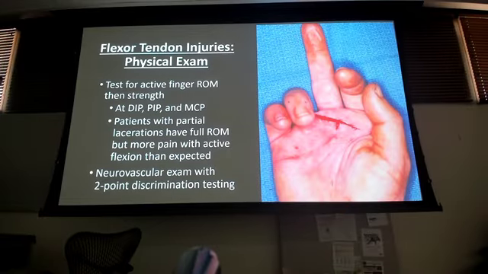Then you start being concerned about a partial laceration. Okay? If there's pain on a proportion, and I've used that term before, correctly, then you're concerned that there may be a partial laceration. And then we get back to that 2-point discrimination. Okay? 2-point discrimination, and what's normal? Less than 5 millimeters, about half the length of your pinky fingernail.